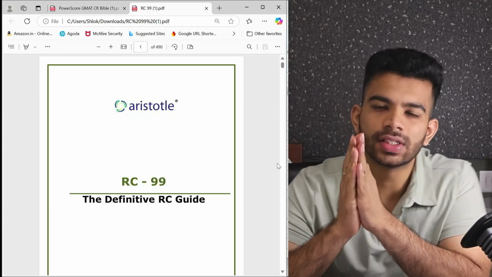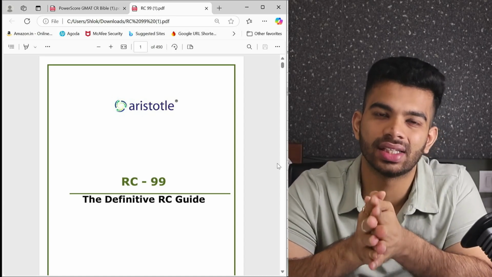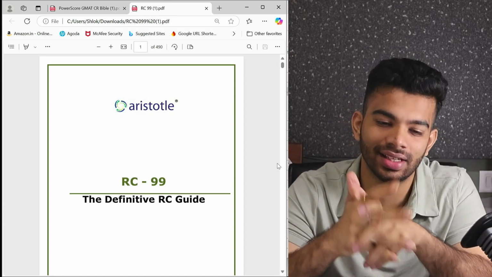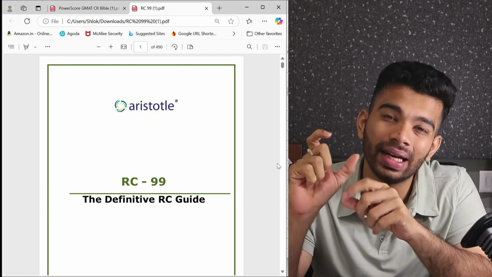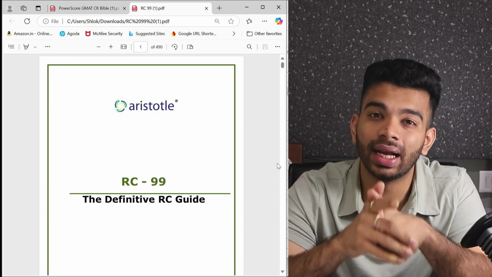The next one is the resource that was the first resource that I did in terms of RCs, the RC99. It has 99 RCs as the name suggests. And most importantly, it has answer explanation for each of the options. So I'd highly recommend this as well.